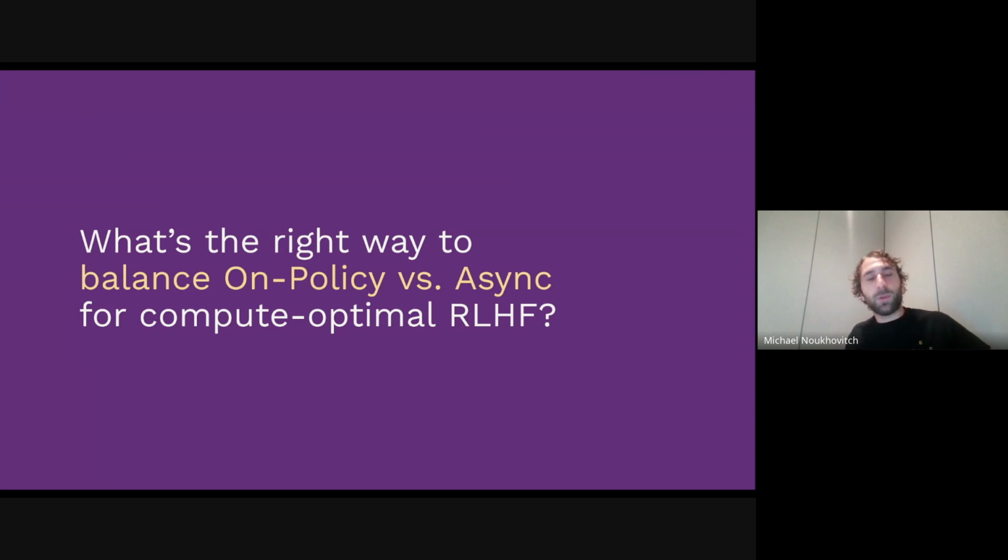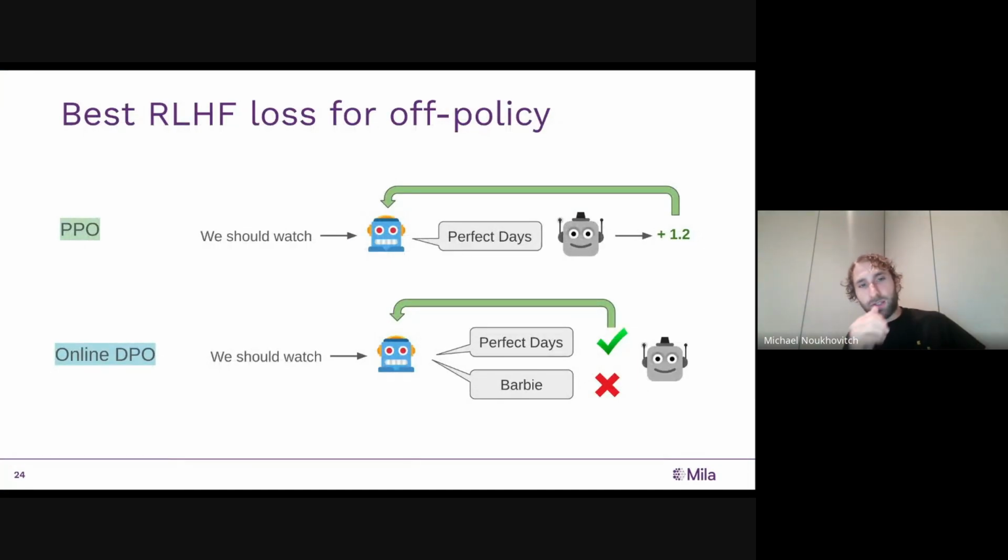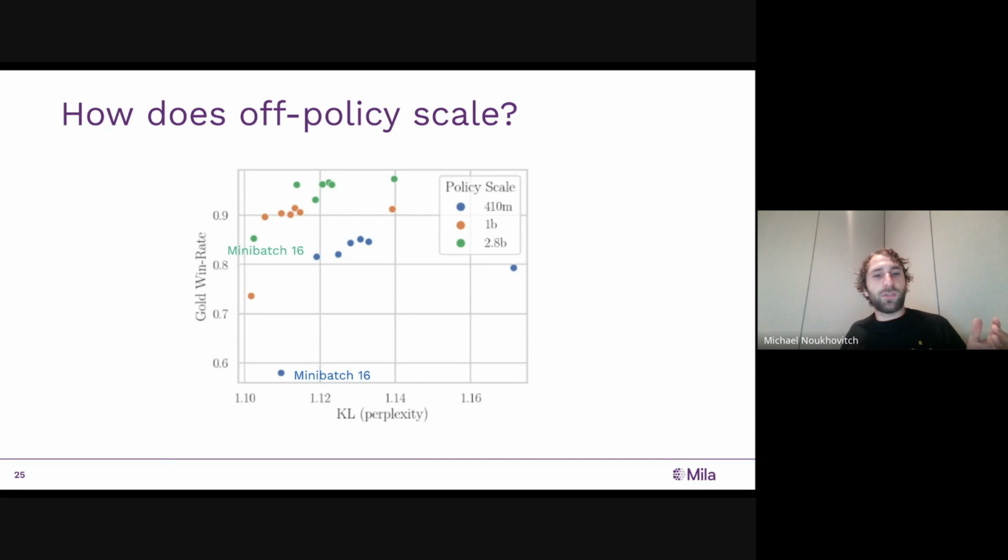In the paper, we investigate a few different losses. We look at PPO, the standard loss. We look at online DPO. We look at RLU, which is similar to GRPO. In general, for our particular use cases, we found online DPO to be the most robust to off-policy data. But newer works have found that GRPO, RLU, and other similar losses are equally effective at larger scales. But the more important thing than which loss is best on one particular benchmark is the question of how off-policy scales.